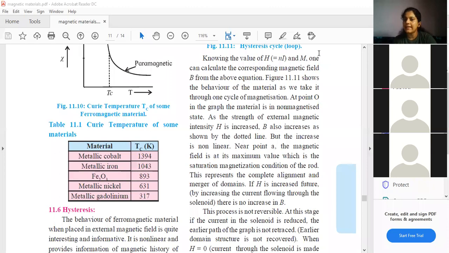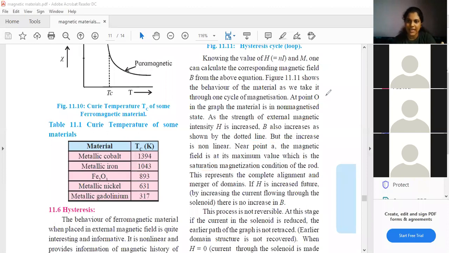Okay, so figure 11.11, that is our hysteresis curve, shows the behavior of material as we take it through one cycle of magnetization. So at point O in the graph, the material is in a non-magnetized state. Point O means the origin point. As the strength of the external magnetic intensity increases, students, meaning when current is increased, B also increases. Near point A, the magnetic field is at maximum value, which is called saturation magnetization.